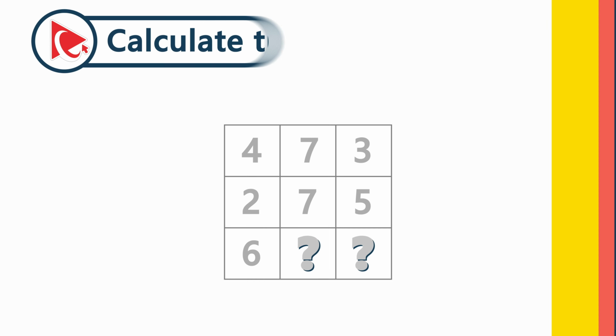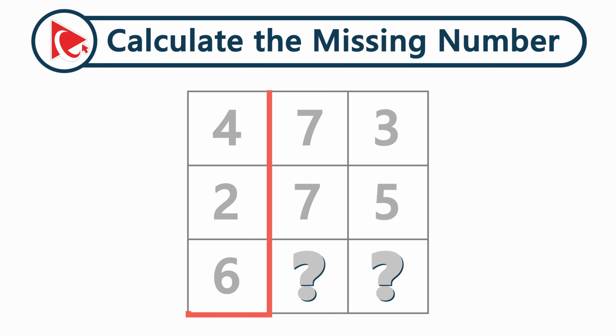You're presented with a 3 by 3 matrix. The first column in the matrix has numbers 4, 2, and 6.